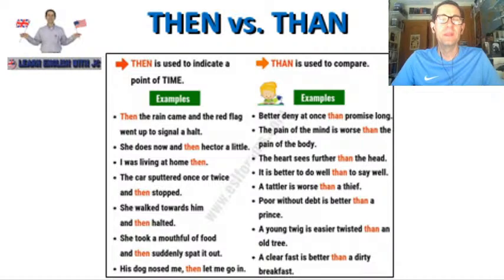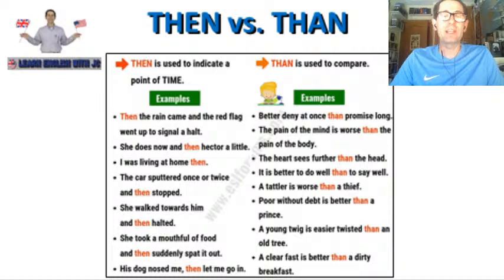Okay, next one. Poor without debt is better than a prince. Well, oh no, that one, I'm not so sure. I agree with that one. Okay, next one. A young twig is easier twisted than an old tree. That is true.